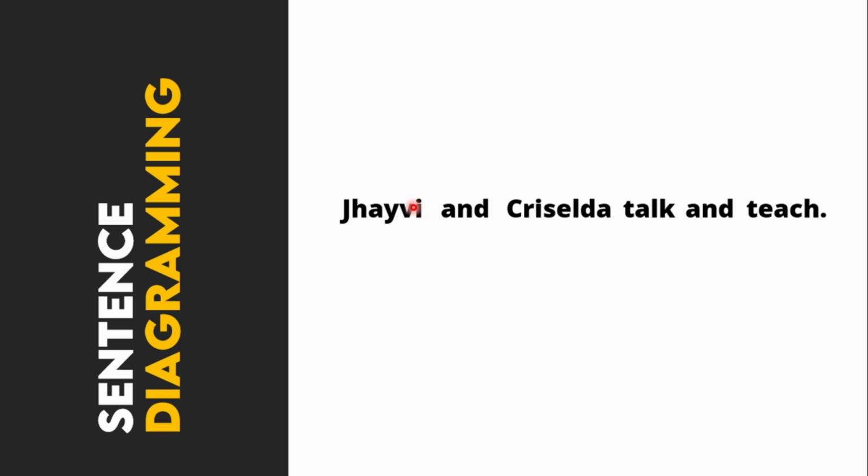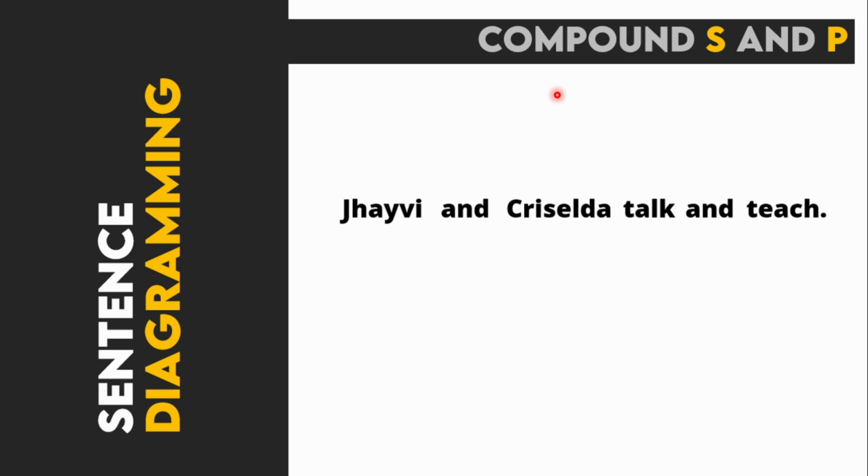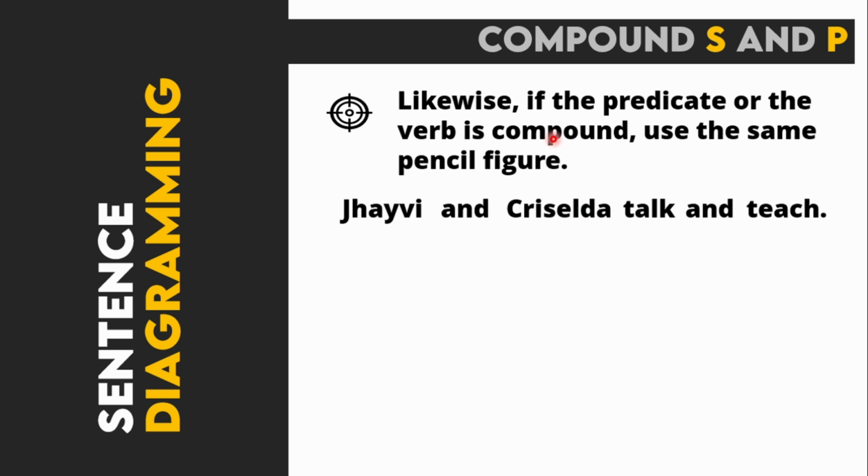Okay. Of course, now we have another example, which is JV and Griselda talk and teach. So as apparent as it may seem, there are two parts of the sentence, the subject and the predicate, and these two parts are also divided into two because you have a conjunction and. So which means that both parts of the sentence are compound. So how do we diagram a compound predicate and compound subject in one sentence? Likewise, if the predicate or the verb is compound, use the same pencil figure. So in this case, you'll be using at least two pencil figures or pencil diagrams in order for you to diagram the subject and the predicate.